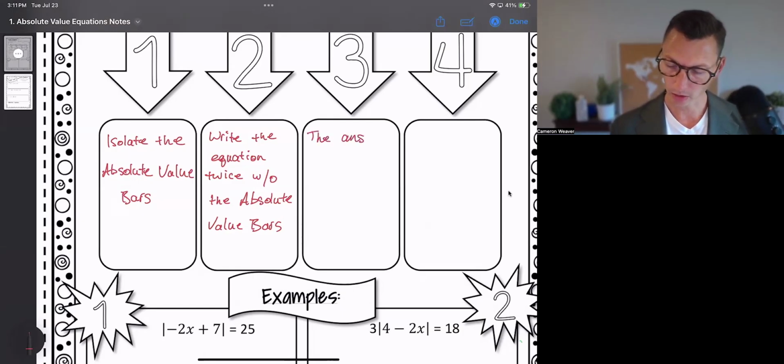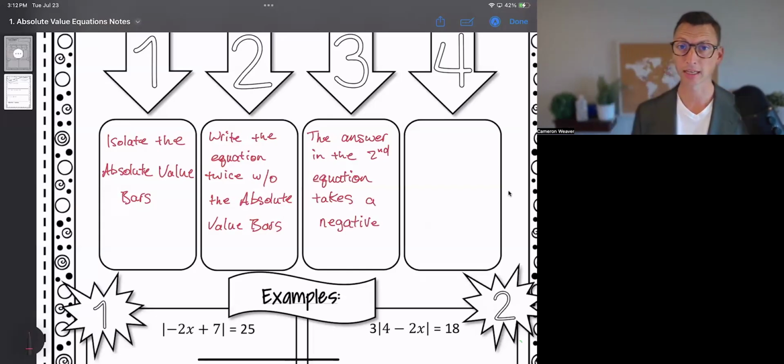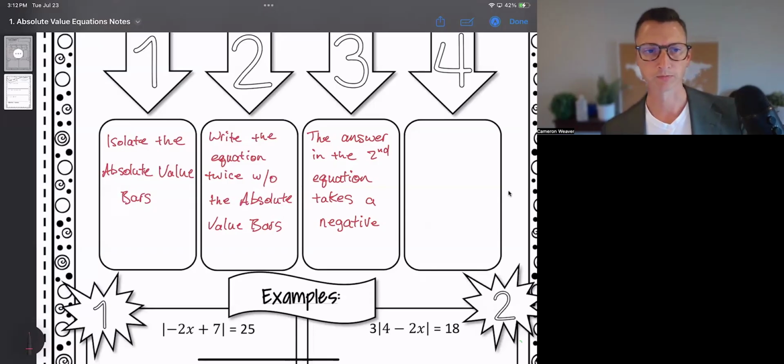The answer in the second equation takes a negative, right? So I'll point that out for you, and we'll do that step together multiple times.